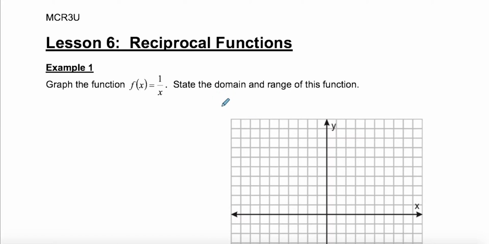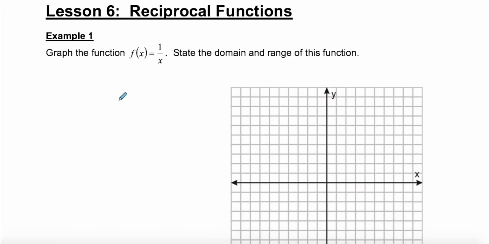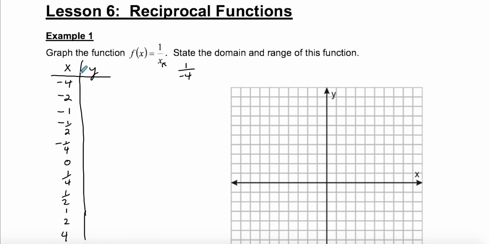The reason we're doing this one on its own is just because it has a lot of special features that we will definitely look at and examine. So first, I'm just going to make a very detailed table of values. So if I sub in -4 for x, I would have 1 over -4 as my first ordered pair here. And then -2, if I sub that in, I would have 1 over -2.